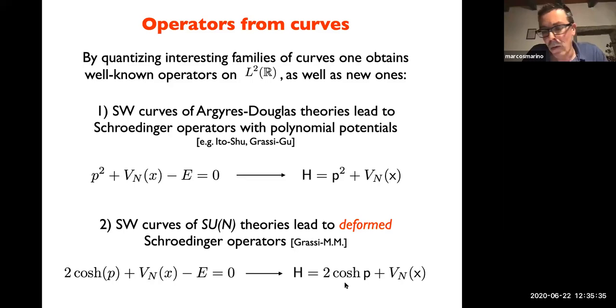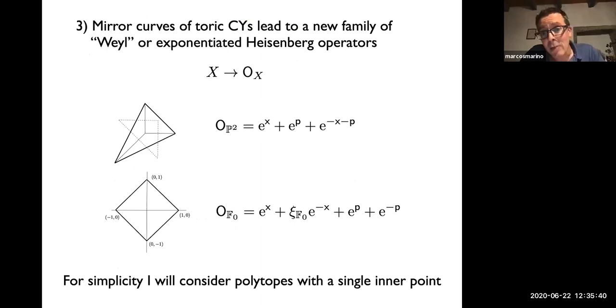In a sense, the most interesting family is the one that you obtain when you look at mirror curves. Mirror curves of toric Calabi-Yau manifolds, as I was telling you before, are naturally expressed in terms of exponentiation of Heisenberg operators. Here it's very easy to solve ordering issues for the quantization by using what is called Weyl quantization, which was actually invented in order to quantize exponentiated Heisenberg operators. So given any toric Calabi-Yau, you can produce a natural operator just by promoting x and p to Heisenberg operators and using this Weyl prescription for ordering.